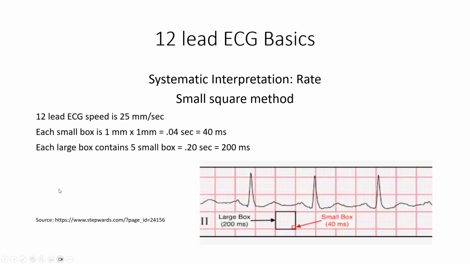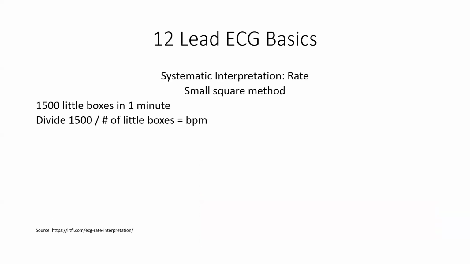I'm assuming that many of you will have an ECG monitor that gives the heart rate, but there is a way to calculate heart rate off of EKG or telemetry. There's a small box method and a big box method. But as you know, there are small boxes measuring 0.04 seconds or 40 milliseconds, and 5 of those make up one large box, which is 200 milliseconds.